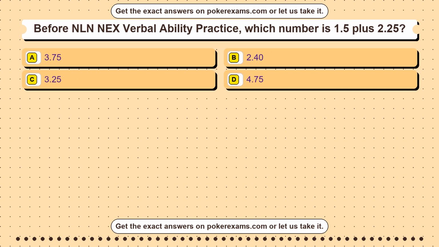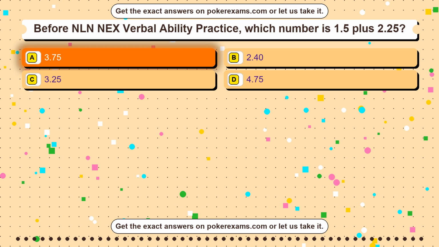Question 25. Before GED statistics practice, which sentence uses correct subject-verb agreement? Option A. The students is ready. Option B. The student are ready. Option C. The students are ready. Option D. The student be ready. The correct answer is option C.